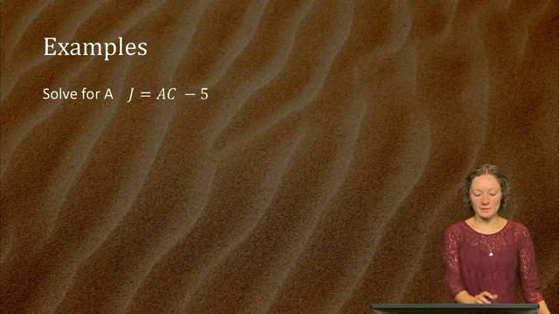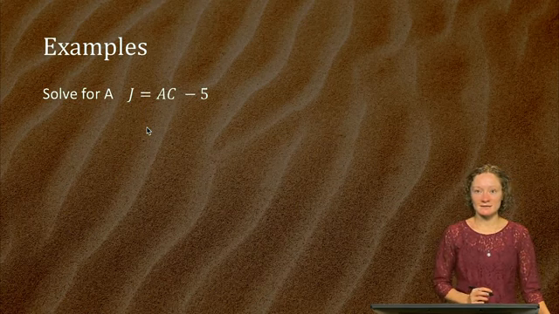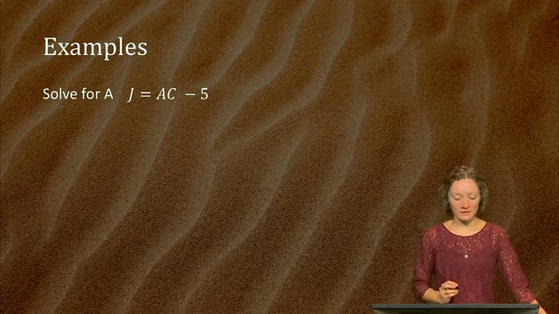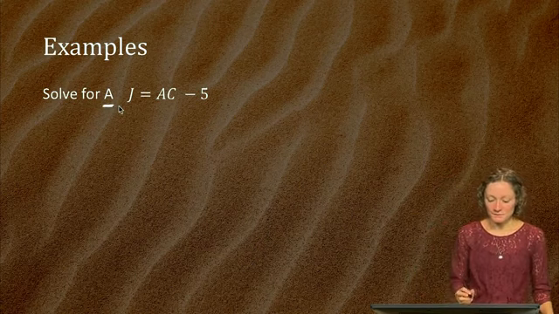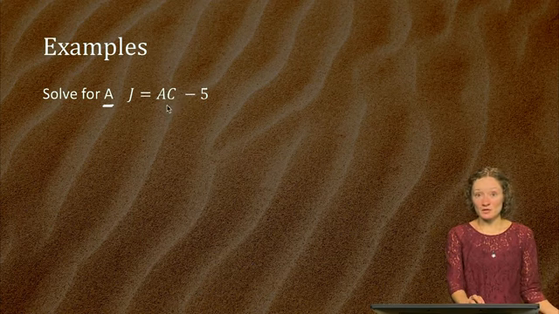All right, let's say we want to solve for a in the equation j equals ac minus 5. The goal is still to get a by itself. The variable we're solving for is a. So we have to look at what's happening to a. It's being multiplied by c, and 5 is being subtracted from it. So we have to undo both of those things. The question is, in what order?